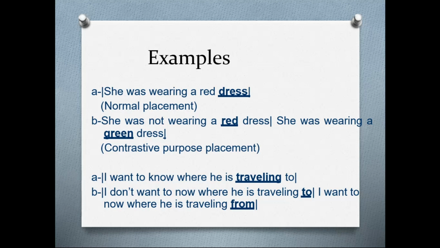I want to know where he is traveling to. So it is normal, because traveling is the last lexical word and to is a functional word. But when you want to differentiate between to and from, for example, I don't want to know where he is traveling to, but I want to know where he is traveling from. So here the emphasis is on to and from. Accent is also on to and from because you want to have a contrast between these prepositions.